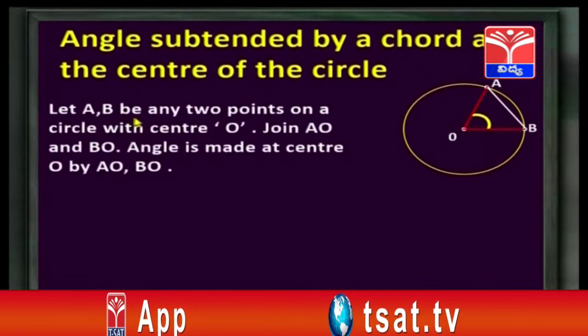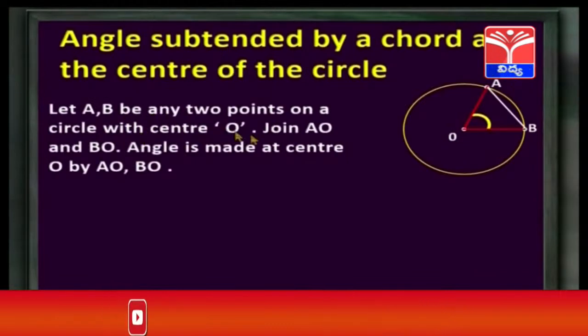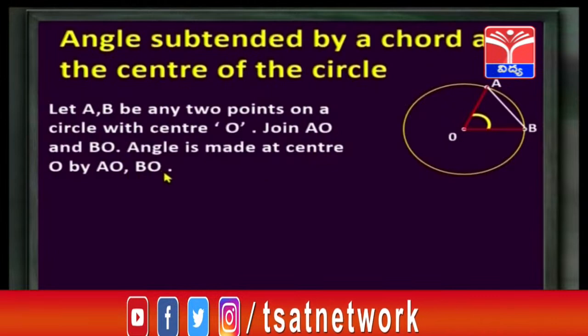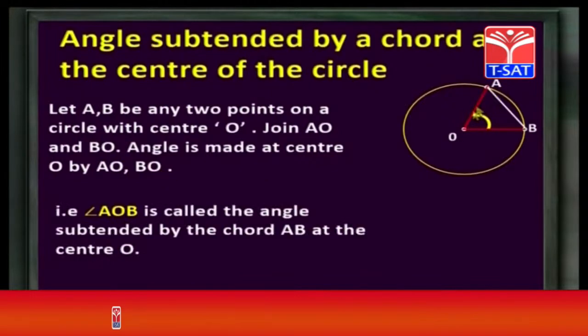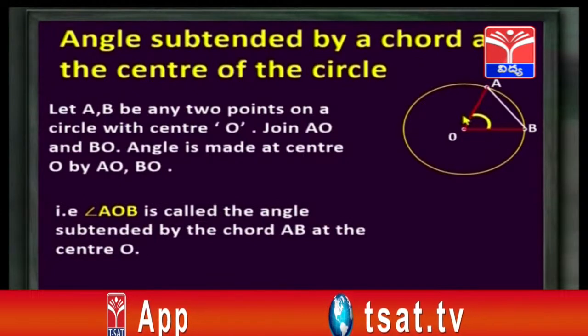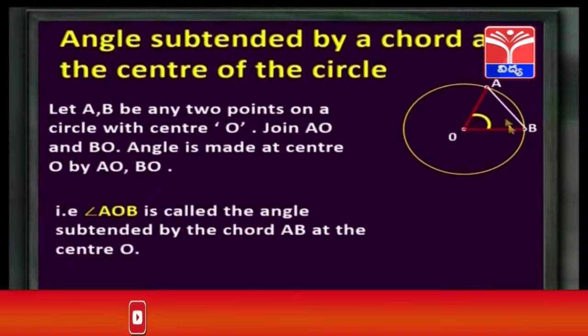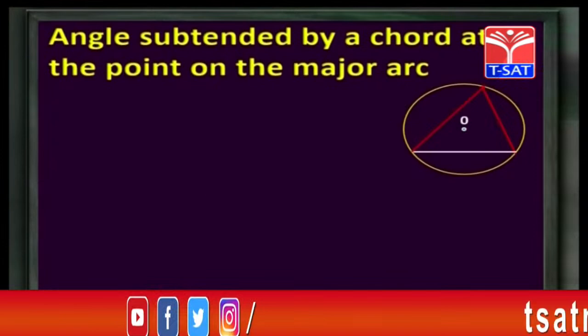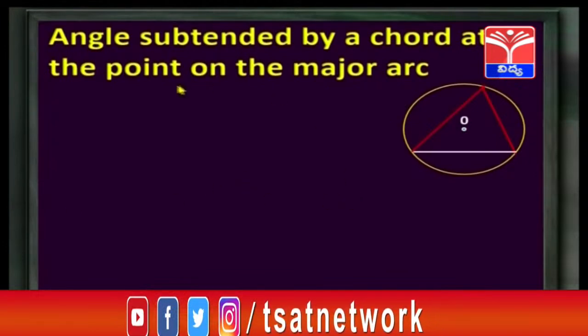Now, let A, B be any two points on a circle with center O. Join AO and BO. The angle is made at center O by AO and BO. Then angle AOB is called the angle subtended by the chord AB at the center O.